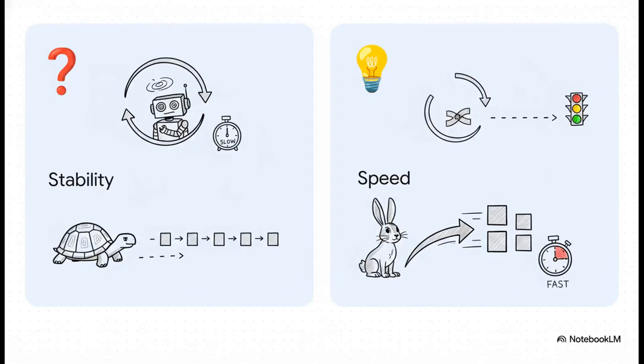And finally, VALL-E 2 set its sights on human parity, which meant tackling stability and speed. The random sampling in the original could sometimes get stuck in these little infinite loops, and the AR model was still kind of slow. So the solutions were pretty clever. Repetition-aware sampling helps the model intelligently avoid those loops, and grouped code modeling lets the AR model predict several tokens at once, giving you a really nice speed boost in inference time.